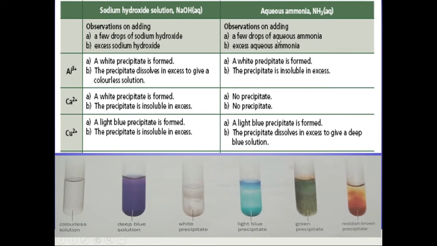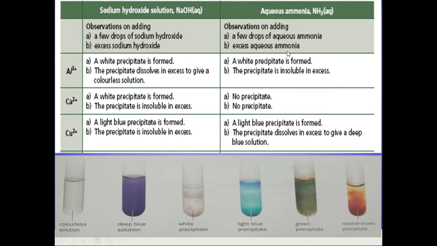By adding a few drops of aqueous ammonia, a white precipitate is formed. The salt may have aluminium ion, and if that precipitate is insoluble in excess, then it means the aluminium ion is confirmed. In case of calcium ion, also a white precipitate is formed by adding a few drops of sodium hydroxide, and by adding excess sodium hydroxide, that white precipitate is insoluble. So here is the difference between aluminium ion and calcium ion: in aluminium ion the white precipitate dissolves in excess, but in calcium ion the white precipitate is insoluble in excess.